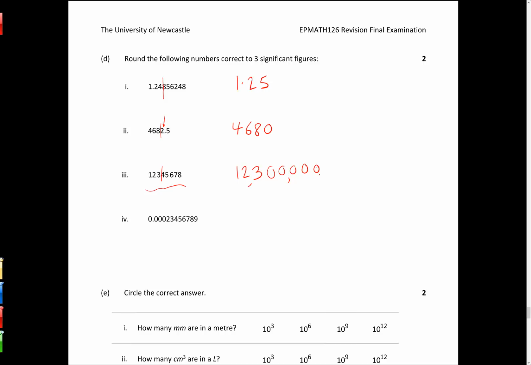The last one here, we don't start counting significant figures until the first non-zero. So first, second, third significant figure. Will it be 2, 3, 4, or should I round the 4 up? It's followed by 5, so I should round the 4 up. So it's going to be 0. How many is there? 3. 0, 0, 0. 2, 3, but not 4. 2, 3, 5. It got rounded up because the 4 was followed by 5, so up it went. 0.000235.